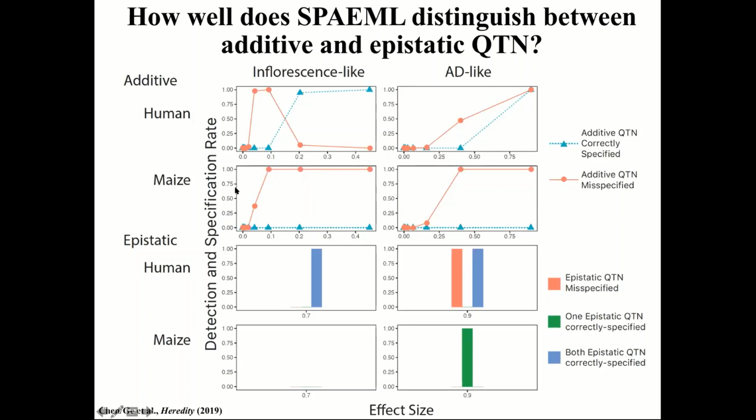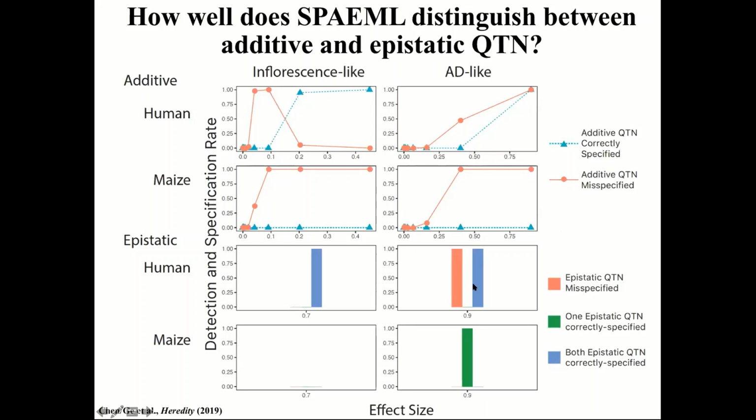If you look at the results for the additive traits, we see for the human data that as your additive effect size increases, this blue line is getting taller. So this is telling us that for the human data, as our additive effect size increases, we become more and more able to correctly identify an additive QTN as additive via spamel. Not so much for maize. We see that in the maize data, it's definitively misspecifying an additive QTN as epistatic.